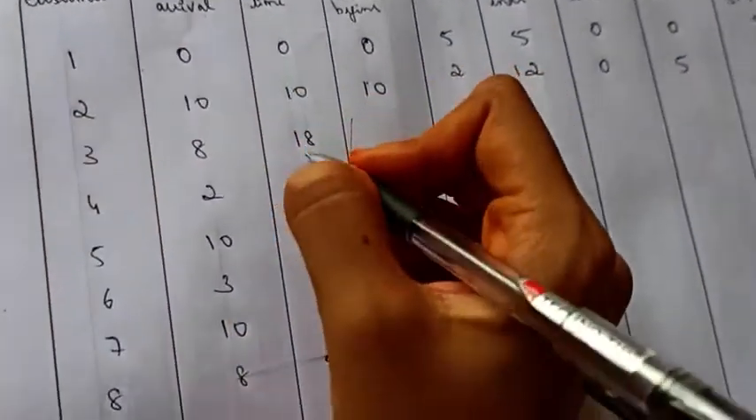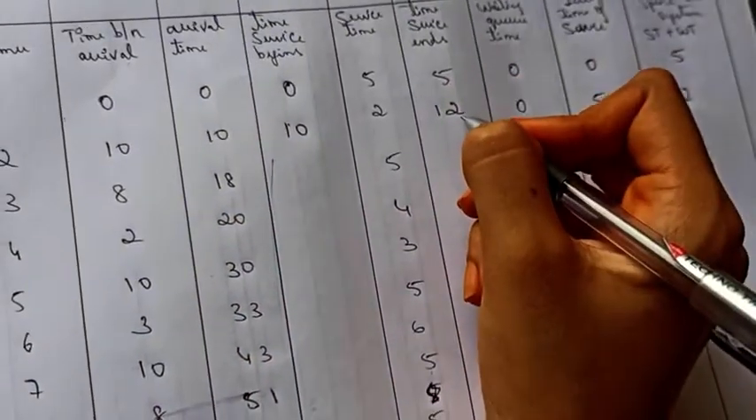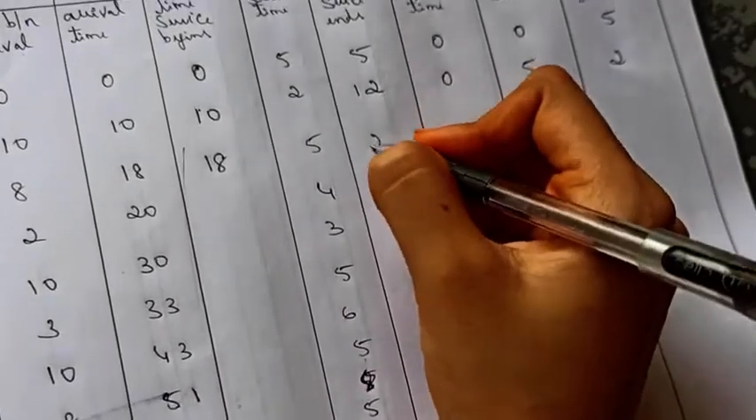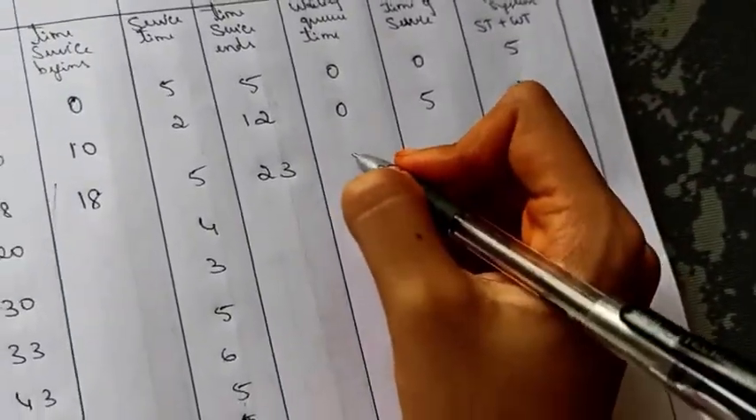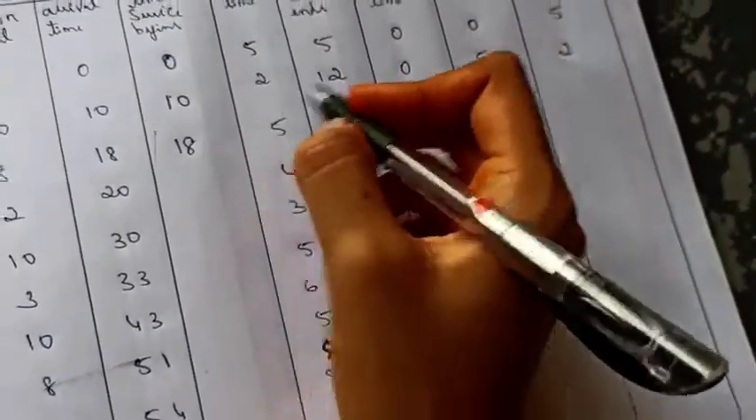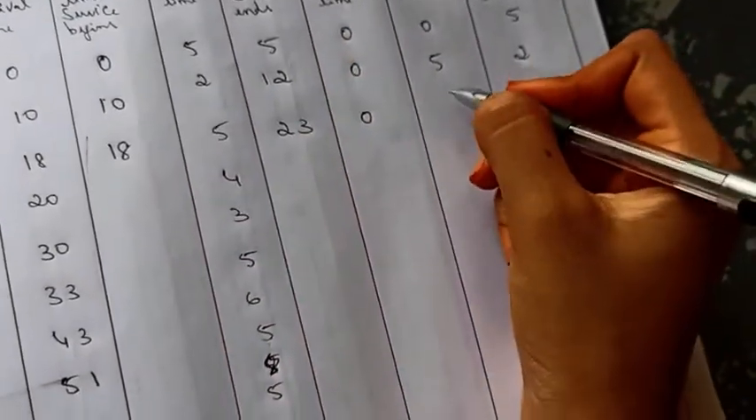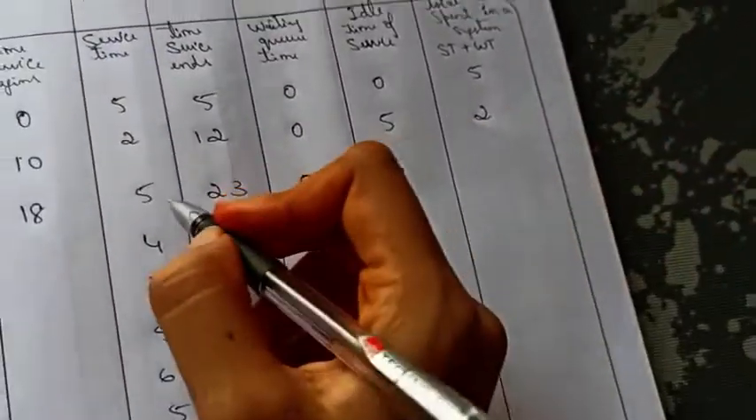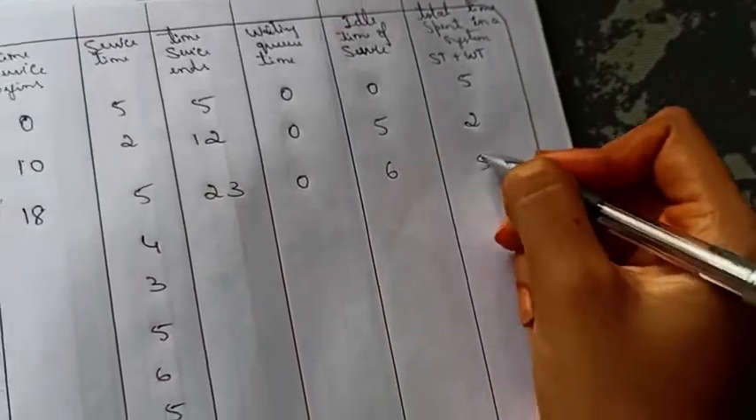Next, the third customer arrives at 18. The service ended at 12, so it begins at 18. 18 plus 5 is 23. He didn't wait for any time, but the server was idle for 18 minus 12, which is 6 minutes, and the total time spent is 5 plus 0, which is 5.